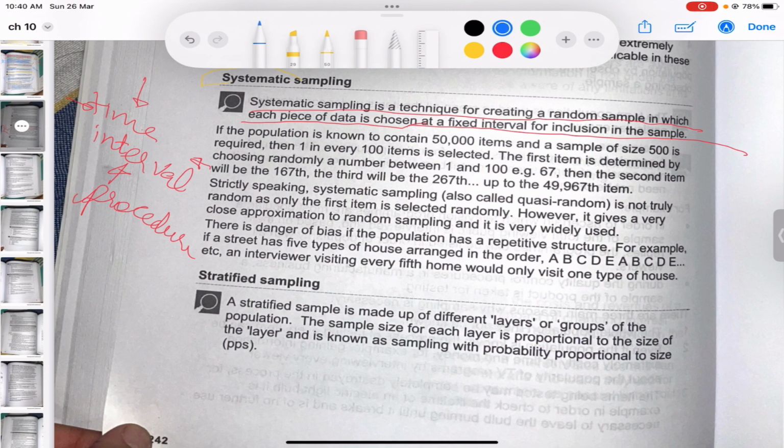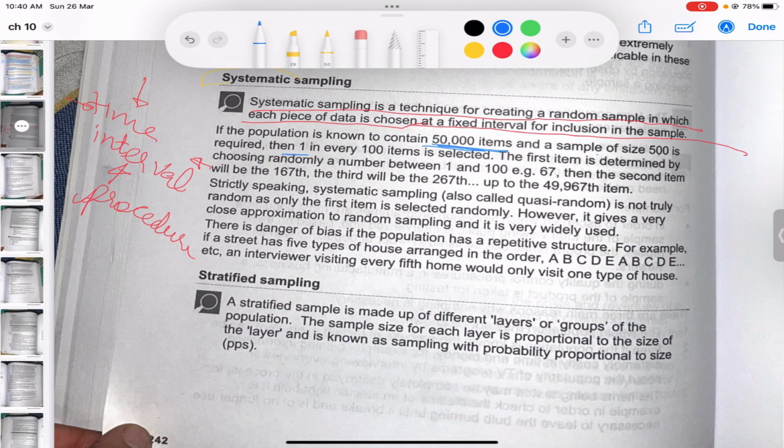If the population is known to contain 50,000 items and a sample of size 500 is required, then 1 in every 100 items is selected. So in every 100 items, I'm selecting one. In the next 100 items, I'm selecting one. In the next 100 items, I'm selecting one. Now if you think about it, it is done in a procedural manner, but it is still random, right?